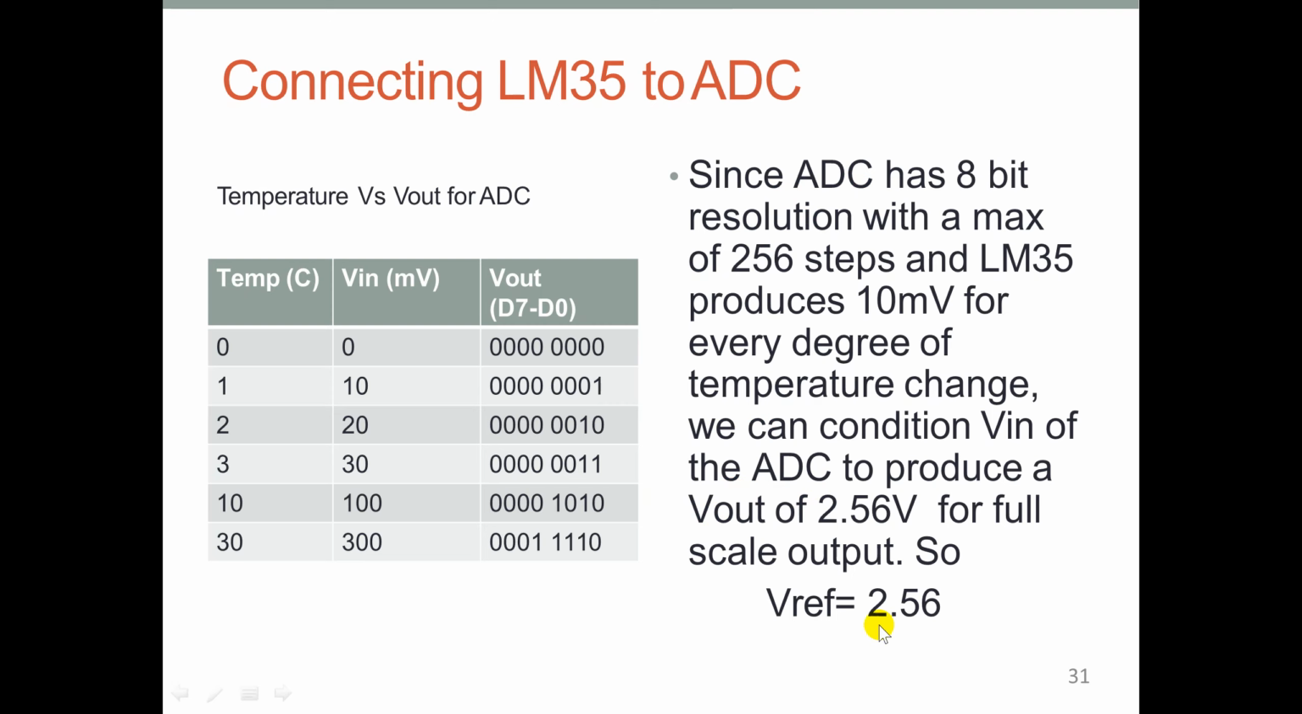So the reference voltage will be 2.56 volts. So we can condition the Vin of the ADC to produce the output voltage of 2.56 volts for full scale of output. Okay. So let us say the temperature is 0 and the input voltage is 0, and Vout will be all zeros. If the temperature is 1, the Vin is 10 millivolts, Vout will be 1.